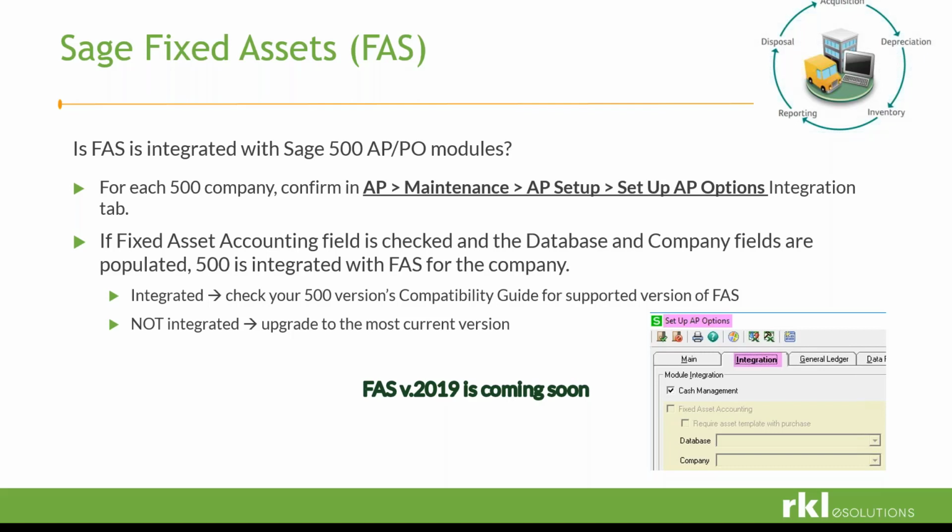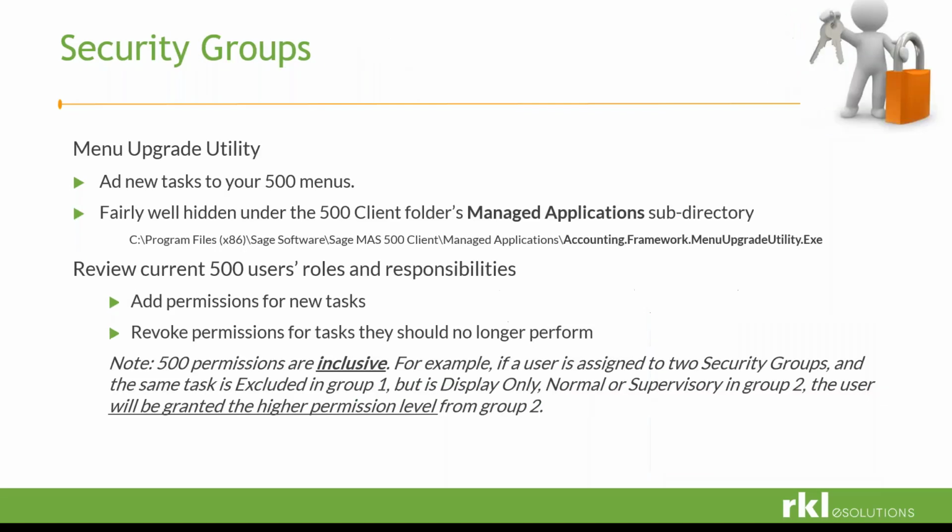which tells you the FAS database name and the FAS company that's associated with the selected Sage 500 company. So if you're integrated with FAS from 500's accounts payable module, then you want to ensure that you're running a version of FAS that is compatible with your version of 500. The Sage 500 compatibility guide will specify which versions of FAS are supported for your version of 500. If you're not integrated to FAS, then by all means install the most recent version of FAS available, and version 2019 is going to be coming presumably within the next week or so.